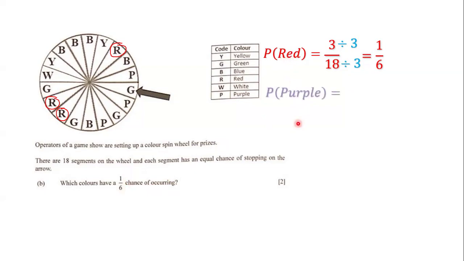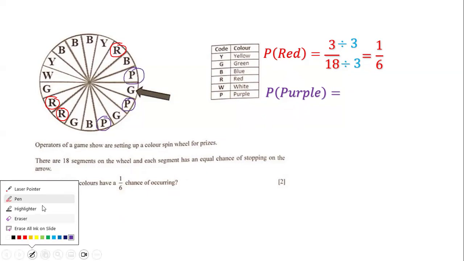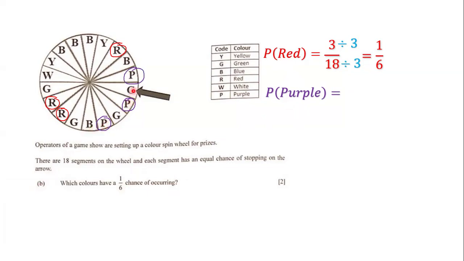Now let's look at the probability of purple, right? So let's look at purple. So we have 1 purple right there, 2 purple right there, and 3 purples. Is there any other purples that we have? So purple, purple, purple. Let's look.